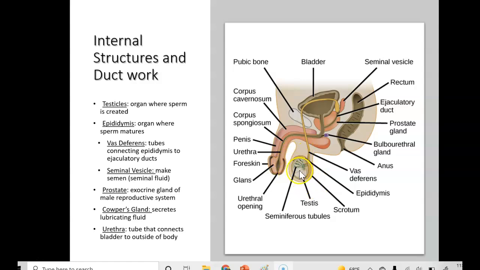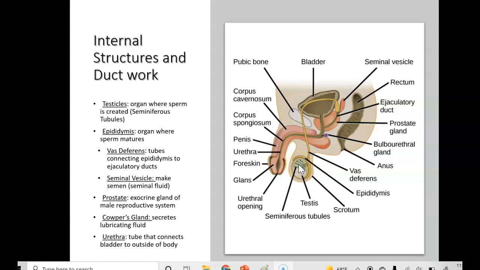It isn't until about the 7th month of fetal development that the testes actually descend outside of the body. So during the beginning stages of development, in utero, the testes will be found up inside. And then around the 7th month, they'll actually descend down to the scrotum.